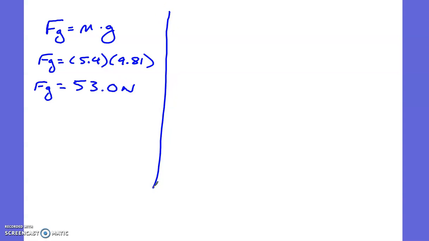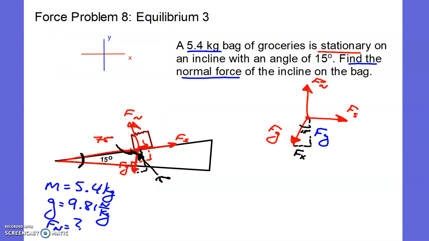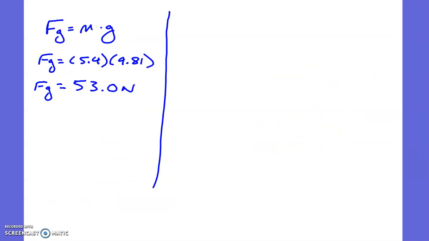Now that we know the gravitational force, we're going to go back here and look at this bottom triangle, and break this gravitational force into its x and y components. So first step always is to solve for the gravitational force. In any kind of force problem, if you're given the mass, solve for the gravitational force first.